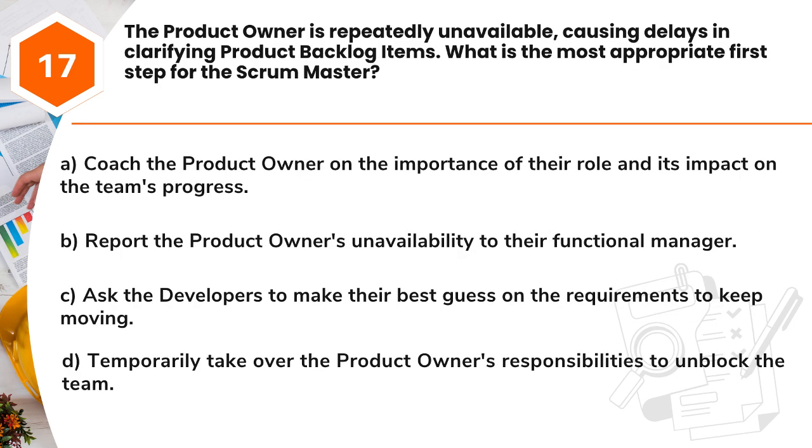Question 17. The product owner is repeatedly unavailable, causing delays in clarifying product backlog items. What is the most appropriate first step for the Scrum Master? A. Coach the product owner on the importance of their role and its impact on the team's progress. B. Report the product owner's unavailability to their functional manager. C. Ask the developers to make their best guess on the requirements to keep moving. D. Temporarily take over the product owner's responsibilities to unblock the team.